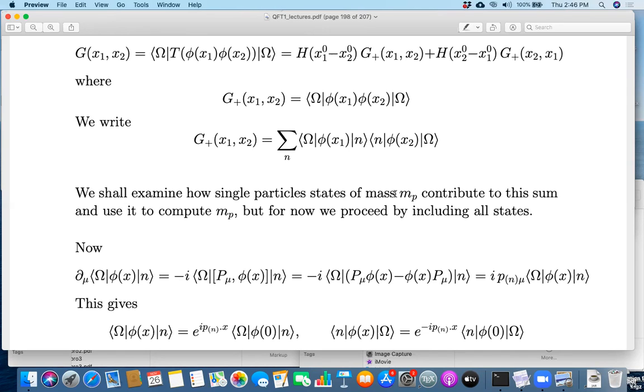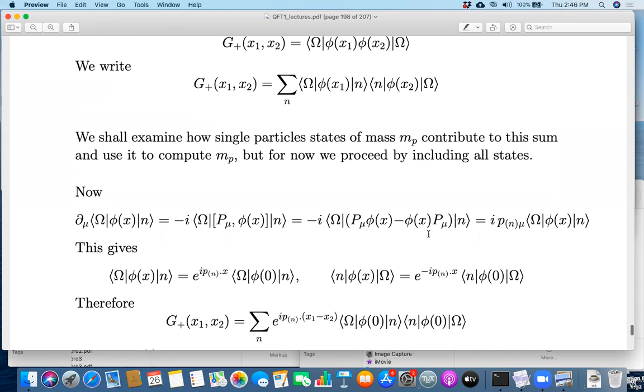But let's now proceed. Let's not do it immediately. I'm just giving a preview of what we will eventually do. But for now, let's proceed by including all states. We will not assume that we are including only the single particle states here. We want to be exact as much as possible. We include all states in this sum, and see what we can say.